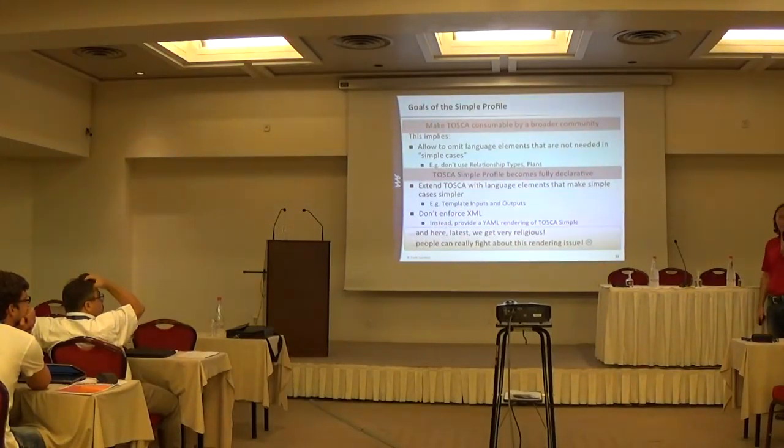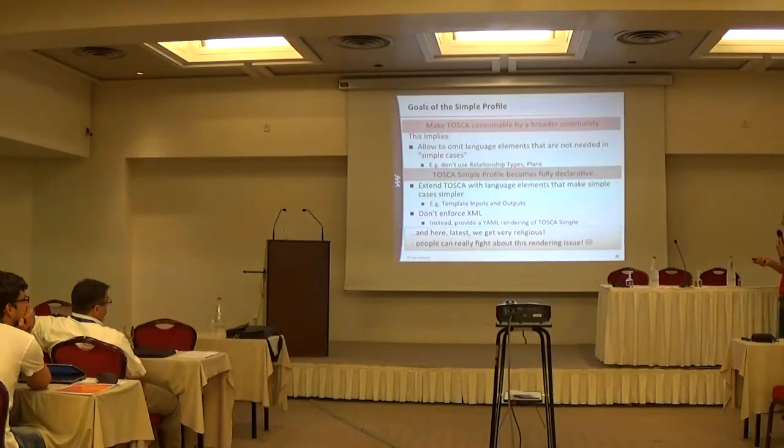We don't use relationship types. Because the people only want to specify, I'm an app server, I require a DBMS, I don't want to draw an edge between the app server and the DBMS. I only specify requirements and capabilities. And the simple profile thus becomes declarative in nature, because it has no plans.